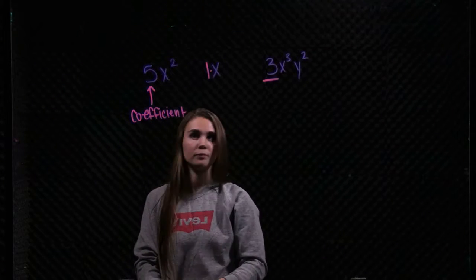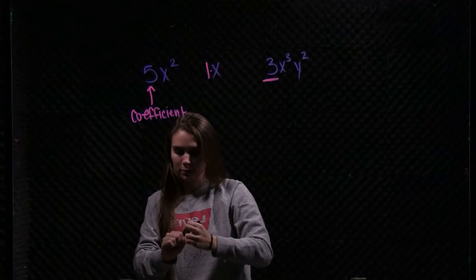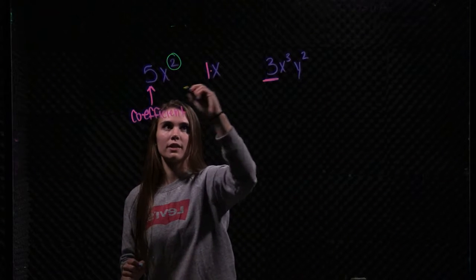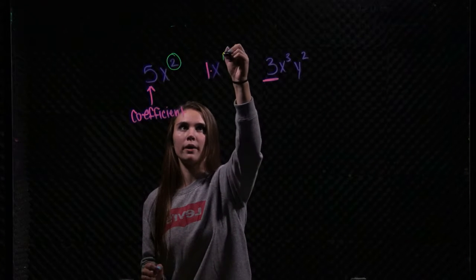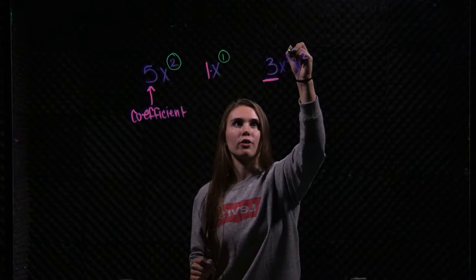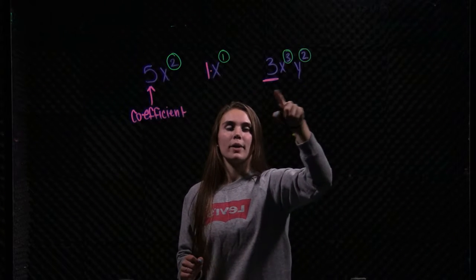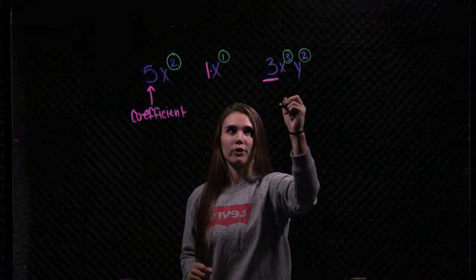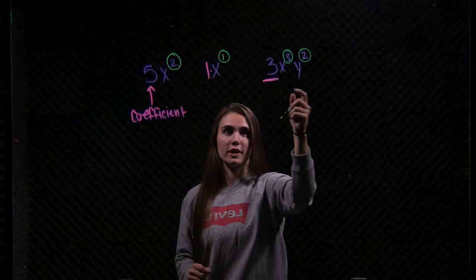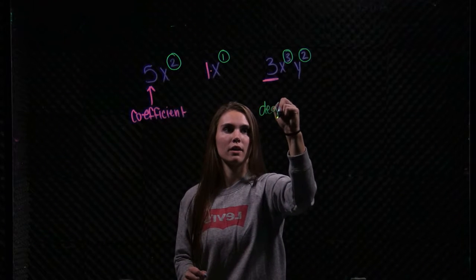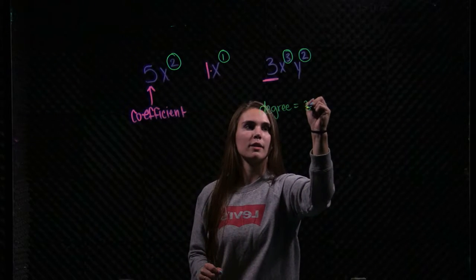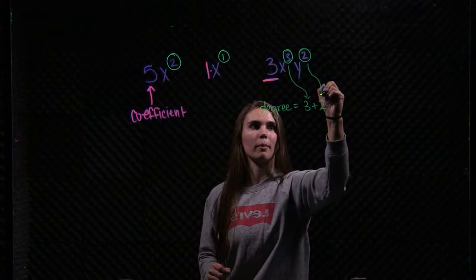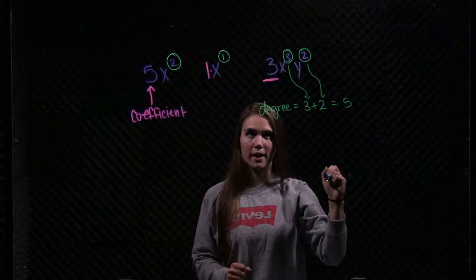Then our degree is the exponent of the variable. So it's going to be 2 in this instance. Here is another understood 1. And then here it's our 3 and our 2. And when we have a monomial that has multiple variables in it, we add together the exponents to get our degree. So the degree of this monomial is going to be 3 plus 2, since it's our 3 from our x and our 2 from our y. So our degree is going to be 5.